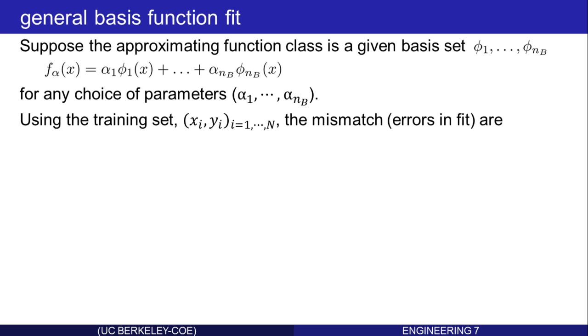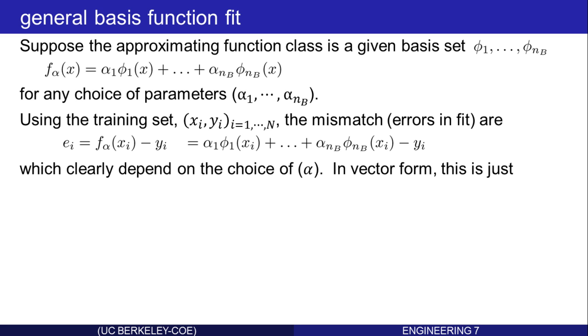With the training set xi, yi, the mismatch at data point i is simply the approximating function evaluated at xi minus the data yi. Substituting the value of the approximating function, which is a linear combination of the basis functions at xi, expresses the error explicitly as a function of alpha.